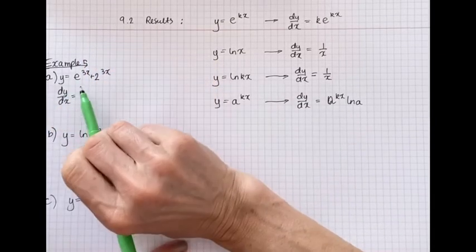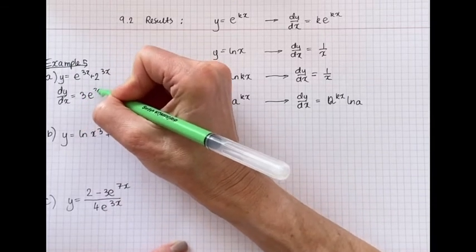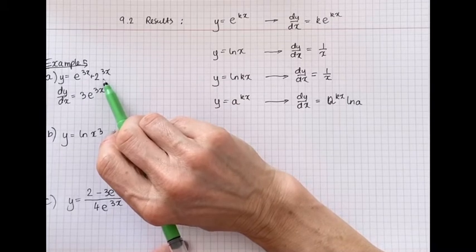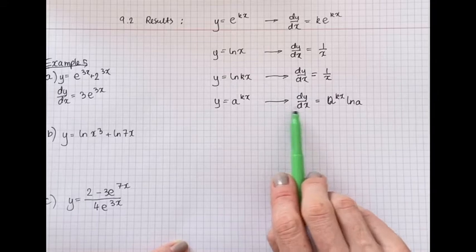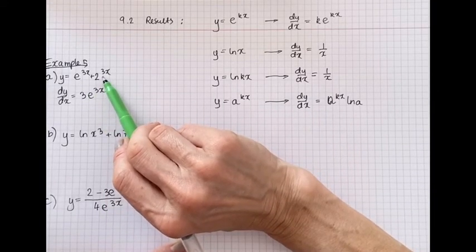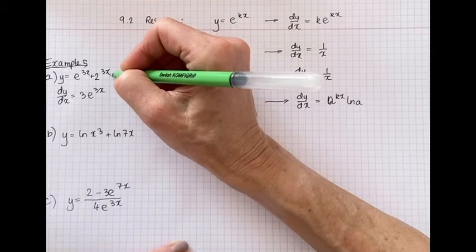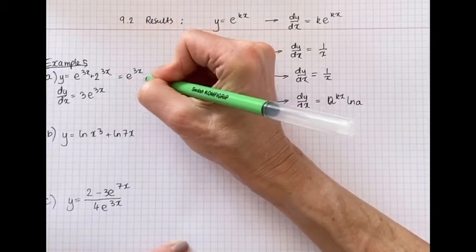There you go. And that's going to be 3e to the power of 3x. Now, in order to differentiate this second result using our last method over here, you can do it in two different ways. One way is the idea of rewriting it first.